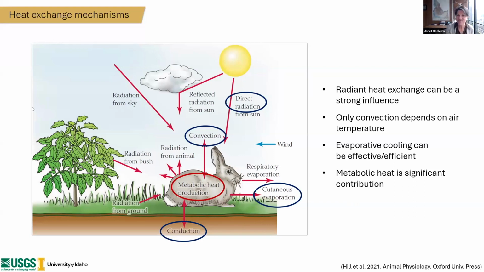So one is that radiant heat is really important. It can be actually the most important mechanism by which animals gain heat load in their body. The second is that really of those four mechanisms, it's really only convection that depends on air temperature. And yet when we think about climate change, we often think about an increase in ambient temperature. It's not the most important factor.